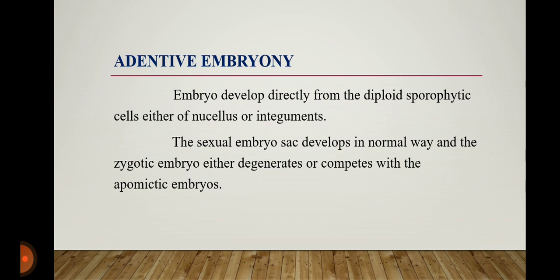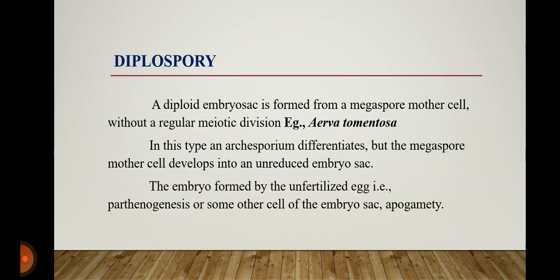Adventitious embryony. In this, the embryo develops directly from the diploid sporophytic cells, either of the nucellus or the integument. The sexual embryo sac develops in the normal way, and the zygotic embryo either degenerates or competes with the adventive embryos.